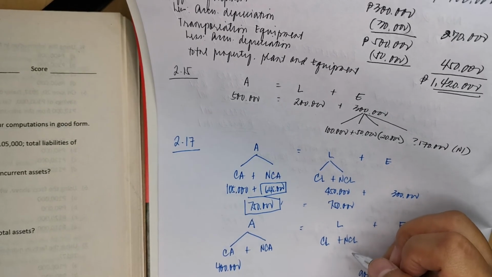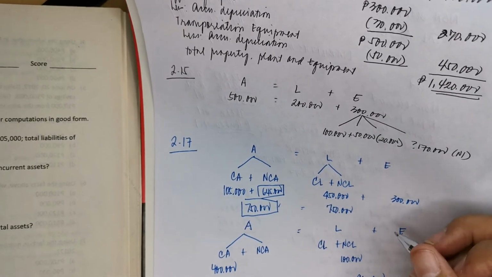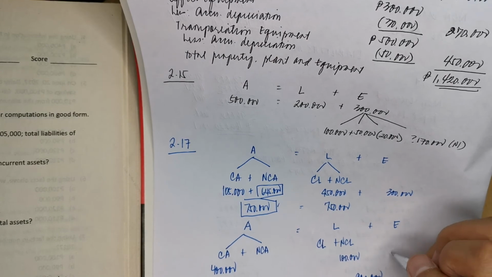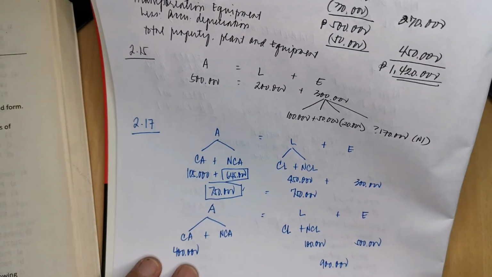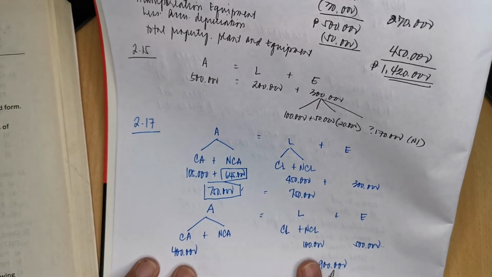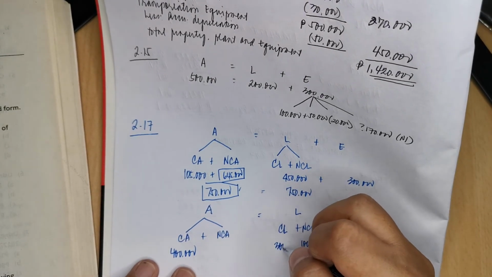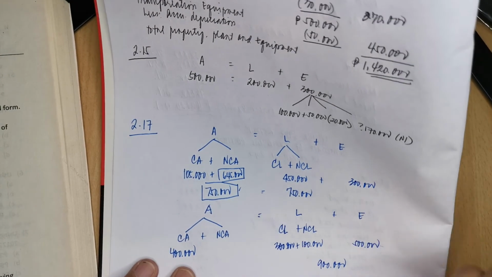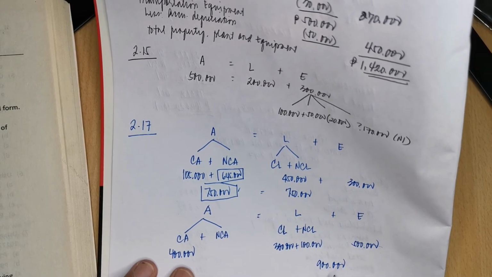Non-current liabilities is 100. And then total owner's equity is 500. Total of this is 500,000. So if this is 900,000, total of liabilities plus equity, non-current is 100 plus 500, that's 600. So kailangan mo 300,000. So this must have been the current liabilities. 300 plus 100, that's 400 plus 500, that's 900.